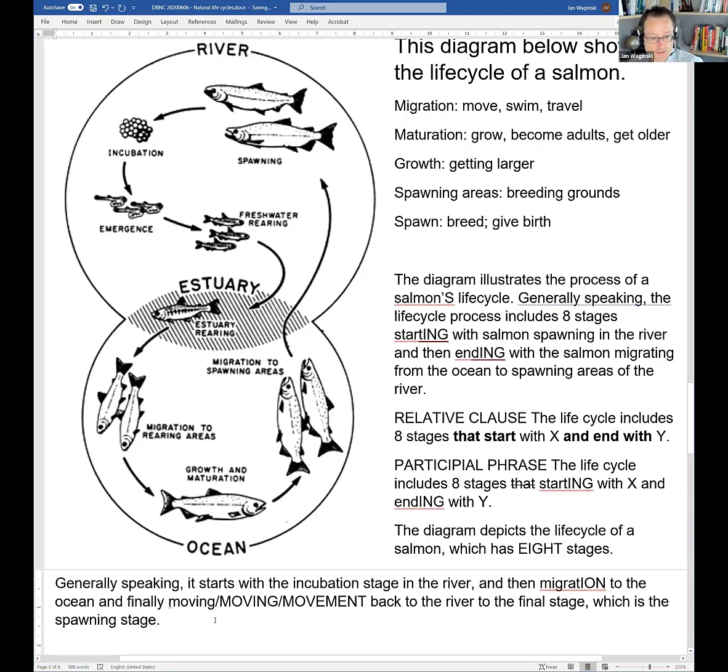Okay, so we got moving or moving back to the river, the final stage. This one, okay. This is your best option, movement, because you've got noun, noun, noun. This one is also a noun, but it's a participle. This one aligns better. Both of these are acceptable, which is the spawning stage.